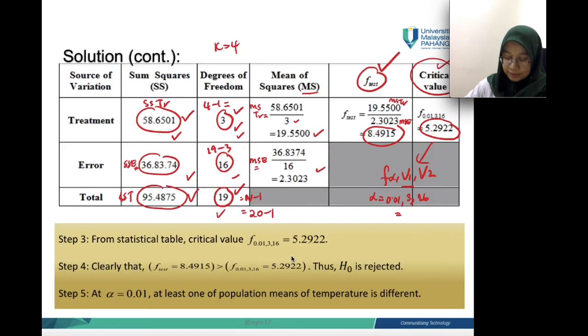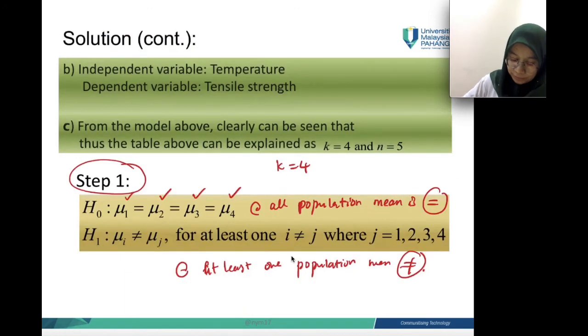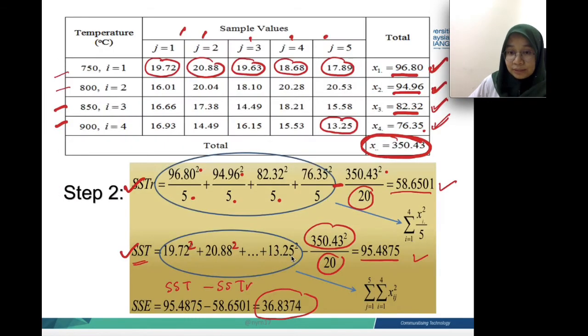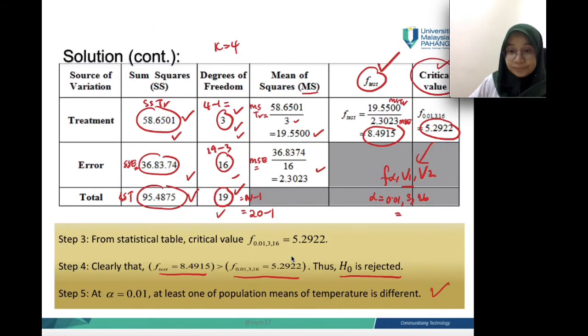Compare, reject or accept H null. Since our F test 8.4915 is greater than F critical value 5.2922, we have to reject H null. So what will happen if we reject H null? Go back. We reject this H null. So at least one population mean is different. Okay, so that's all for the one-way ANOVA.